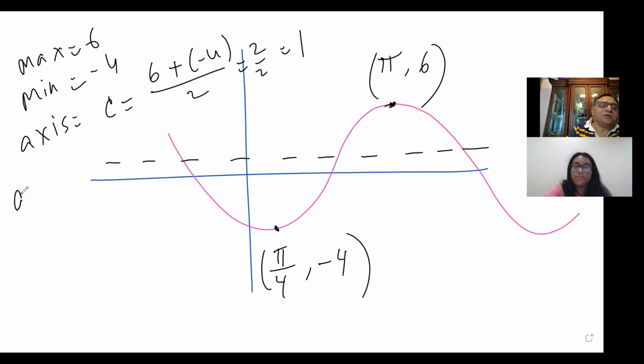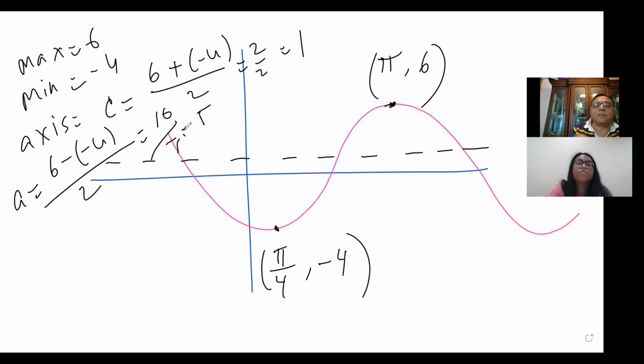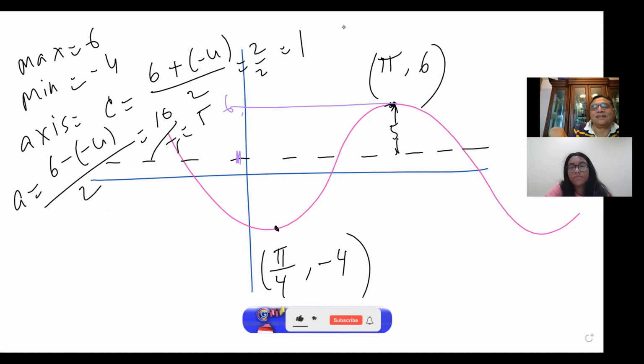What is the amplitude? Amplitude is different: 6 minus 4 divided by 2, 10 divided by 2 is 5. Is that okay? We know that from here it is 5 units up. So let me just fill in these values. The axis we found at 1, and so this maximum will be at 6. It makes sense, right? 1 plus 5 is 6. So amplitude is 5, correct?